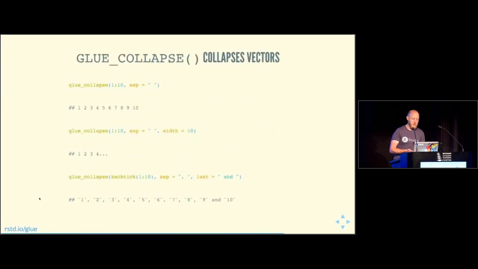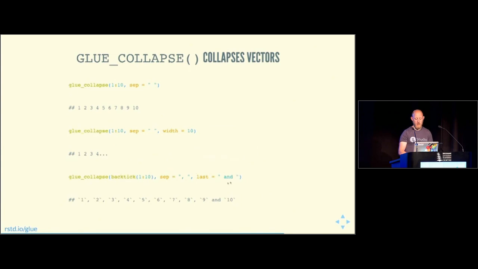So glue collapse is just a helper function that works the same way as paste with the collapse argument. It has some features that using paste does not. It allows you to set a maximum width of your collapsed string, which is really useful in error messages, for instance. The other thing is there's also a backtick function that will quote all of your arguments. That's just a nicety.